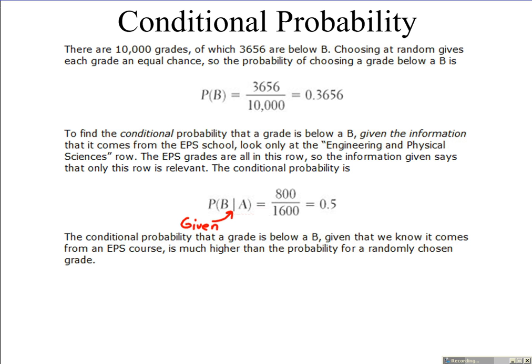The conditional probability that a grade is below a B, given that we know it comes from an EPS course, is much higher than the probability for a randomly chosen course, which was given up here at 0.3656.